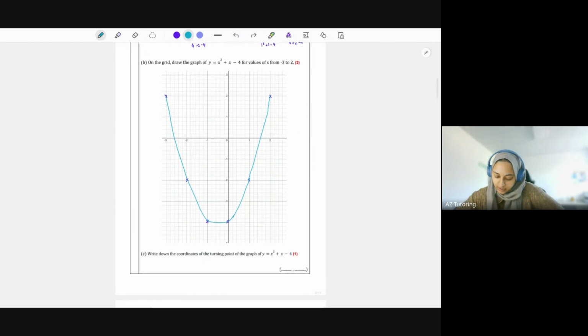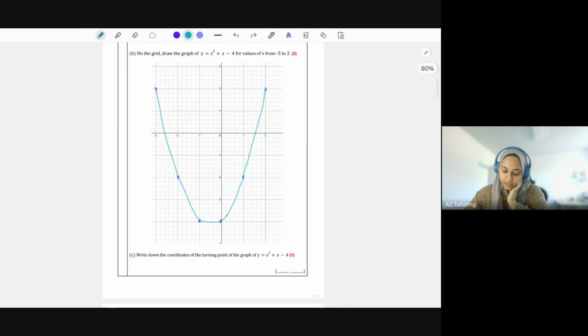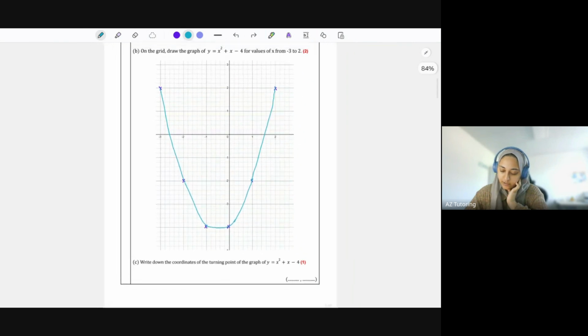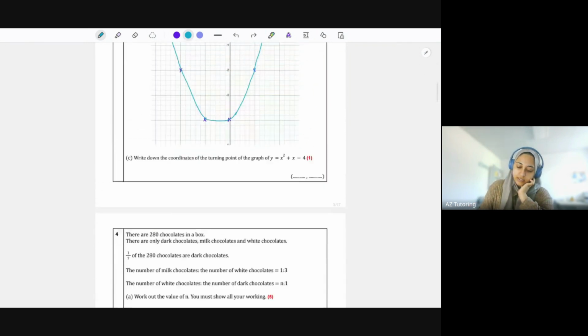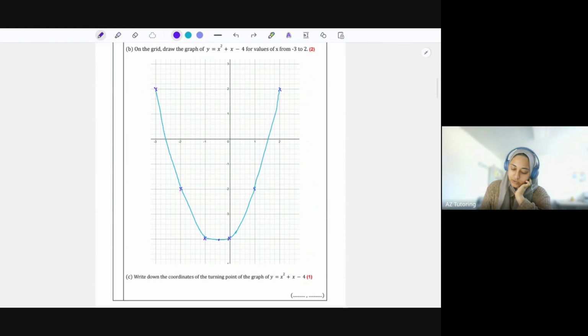Okay, perfect. Part C says write down the coordinates of the turning point of the graph. It's only 1 mark, so you don't really need to complete the square. What they want you to do is read it off the graph. If we have a look, we can see the turning point is this part here, right there in the middle. They just want you to read it off. That's why it's 1 mark. However, if you did use completing the square, you'd still get the right answer and you'd be fine.